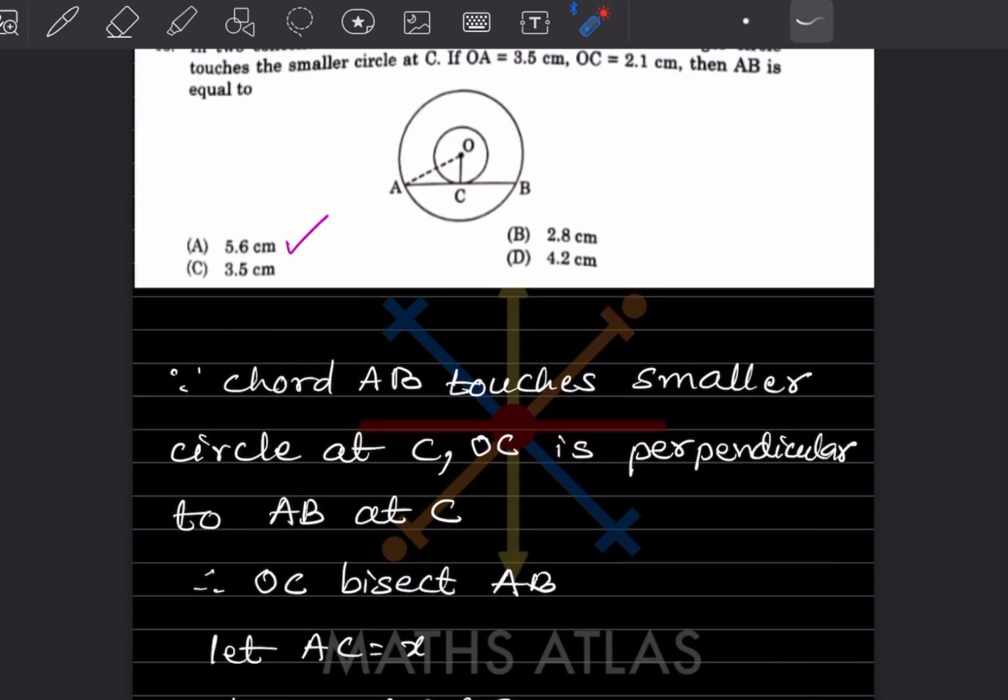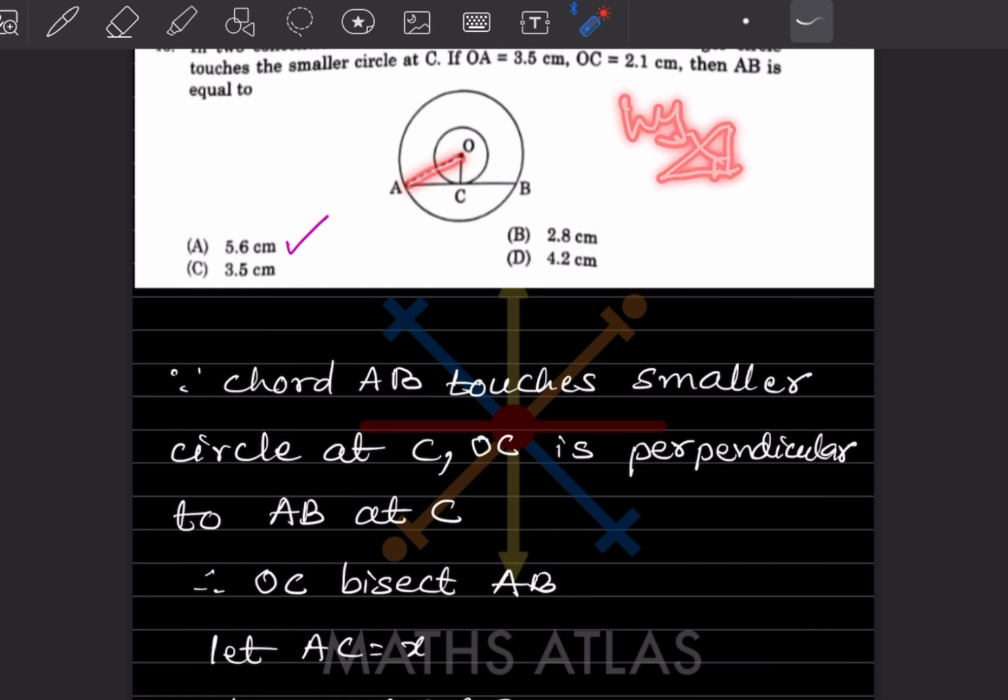What is that? So chord AB touches the smaller circle at C, means OC is perpendicular to AB at C. This is the important point you have to remember. So OC bisects AB. So now let us consider this AC as x. Now in triangle OAC, we are going to see this triangle. Whenever there is a right angle triangle, this is 90 degrees. So always the side opposite to 90 degrees is the hypotenuse.